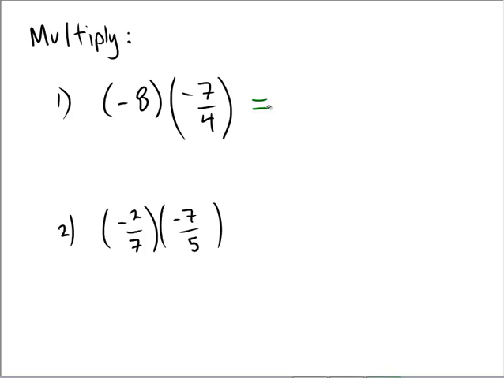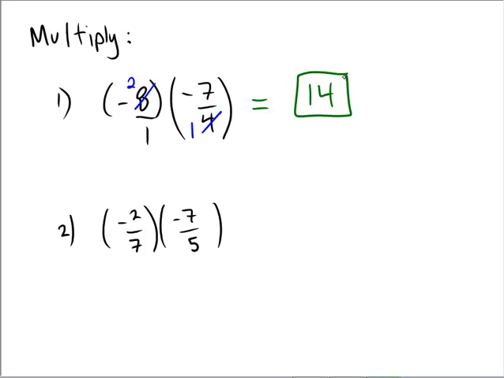Now, before we actually perform the multiplication, is there any reduction we can do? Well, 8 and 4 both have a common factor of 4. 4 divided by 4 is 1, and 8 divided by 4 is 2. So, once we acknowledge that it's going to be a positive number, we can now see that the actual numerical values of the two are 2 times 7, which would yield a 14 as our final answer. So the answer here is 14.